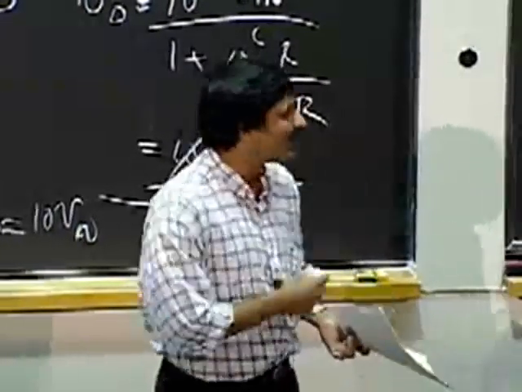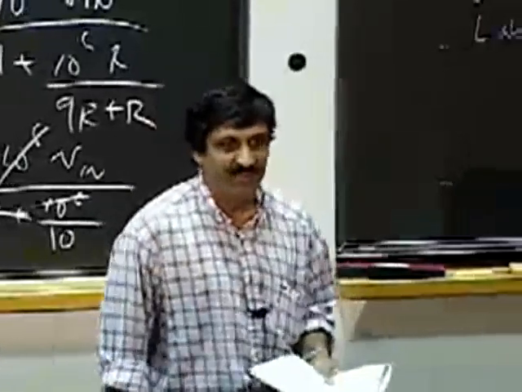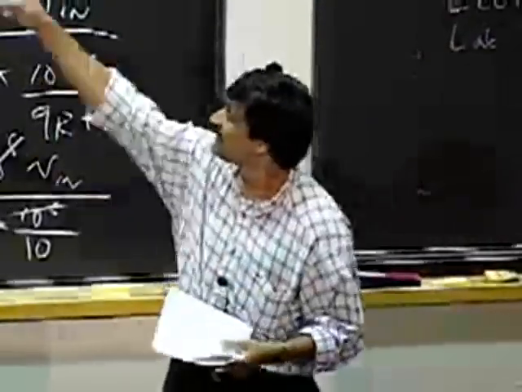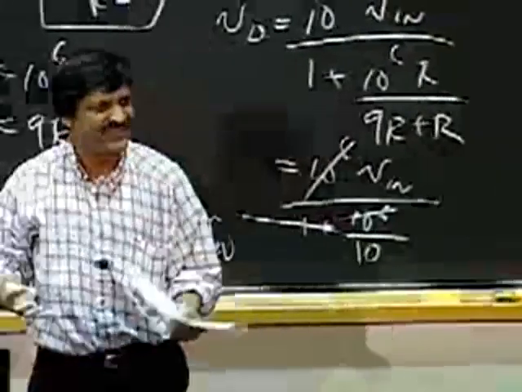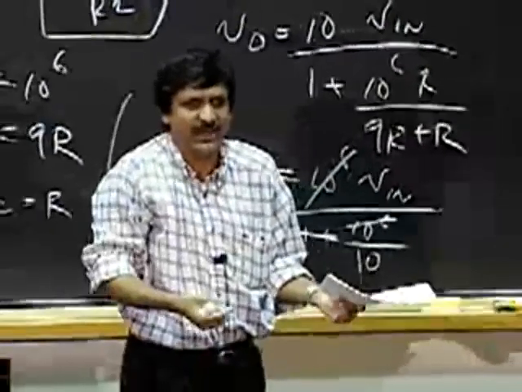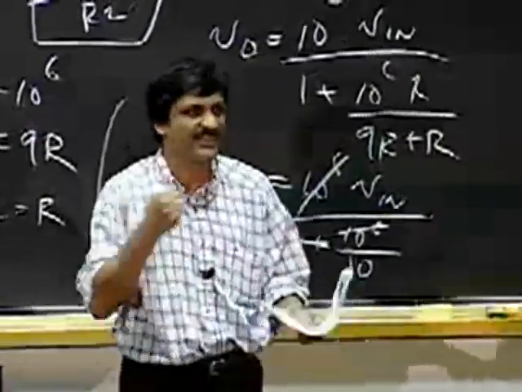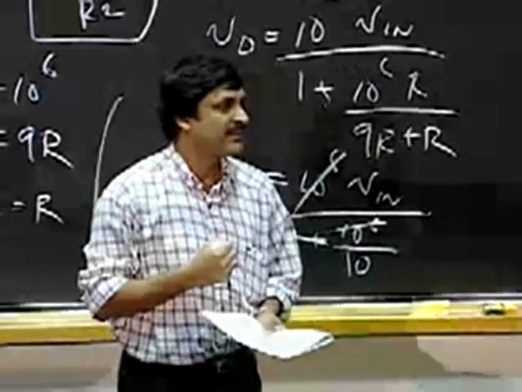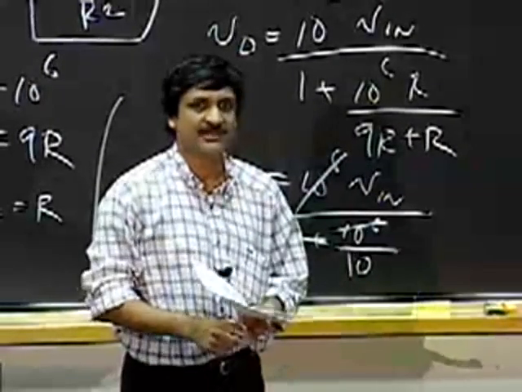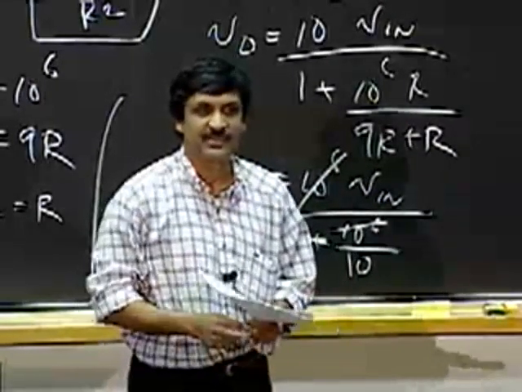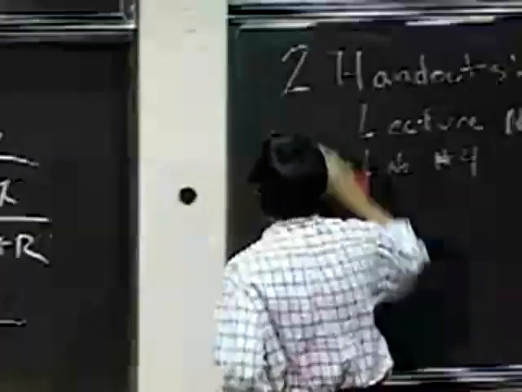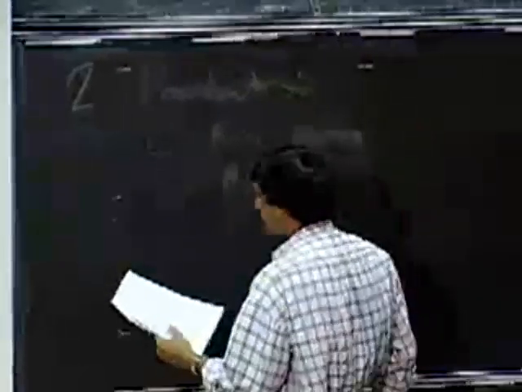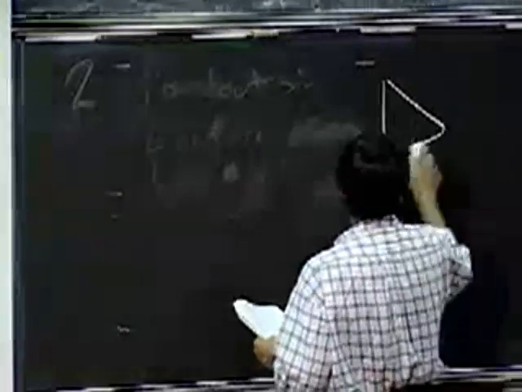I'll draw something on the board, but for the next 10 seconds, I want you to think about it. See if you can come up with some insight as to why it is doing that. Why is it exactly 10? Why isn't that 10 to the 6 kind of killing me somehow? Why am I getting exactly 10 no matter what happens? See if you can come up with some intuition, and then I'll show you how it works. I'll redraw the circuit in the meantime.